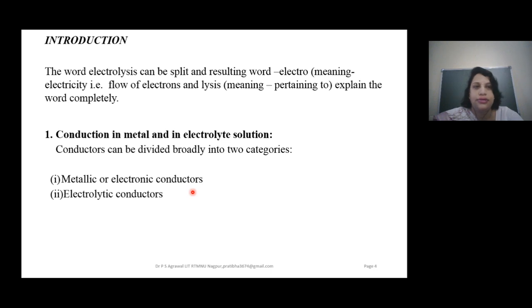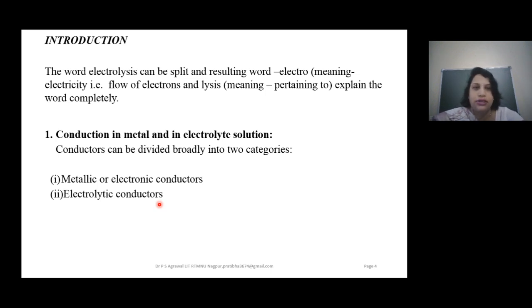Metallic conduction is the property possessed by the pure metal or alloys or some of the oxides. They allow electric current to pass through them. And electrolytic conductors are those through which passage of electric current results in actual transfer of matter, or they bring about a chemical change in them. These are called electrolytic conductors or electrolytes.